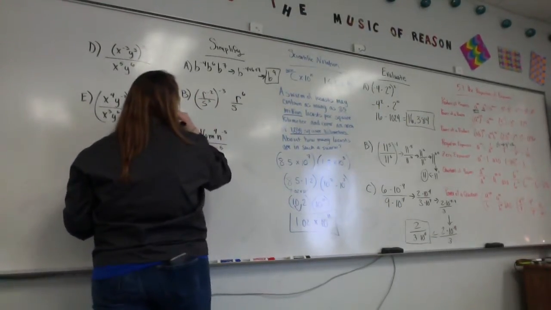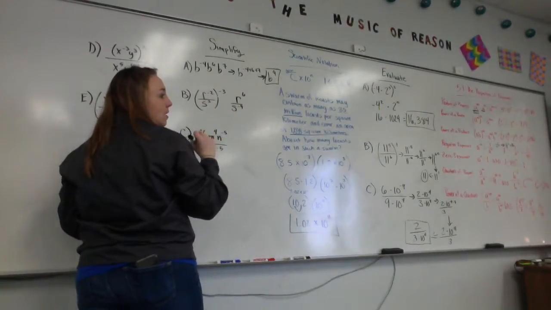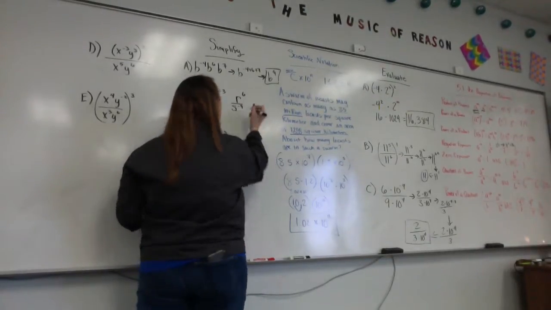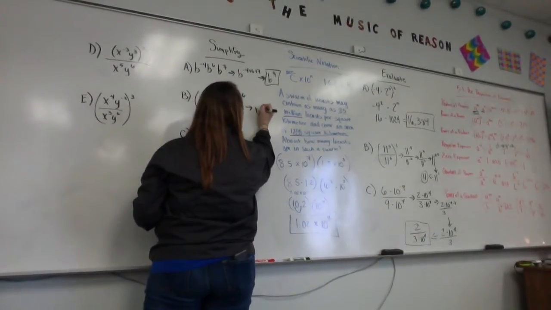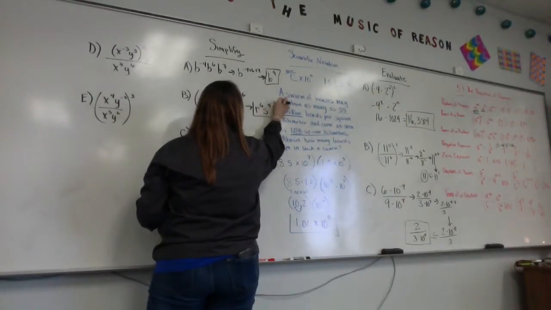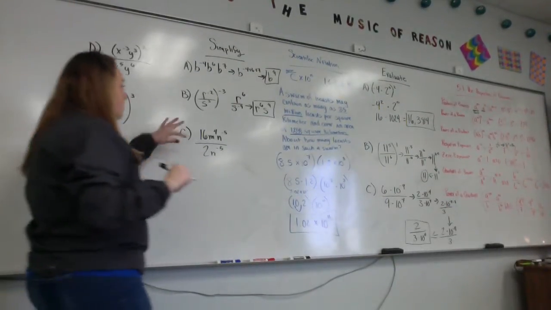S to the negative 9. Okay, what's wrong now? You can't have a negative. So what do I do with that? Flip it. You only flip the one that's negative. So it's going to end up saying r to the 6th, s to the 9th. Only flip the one that's negative. Does that make sense?